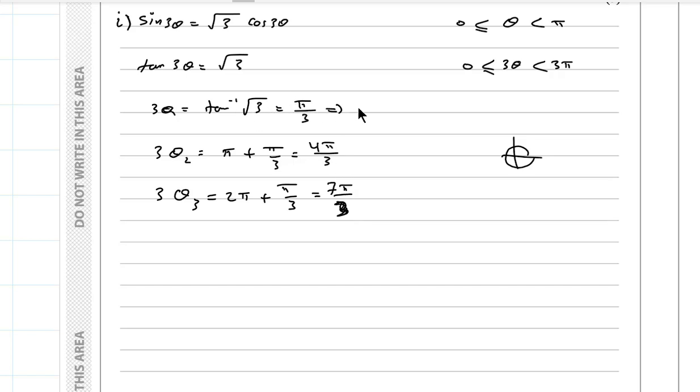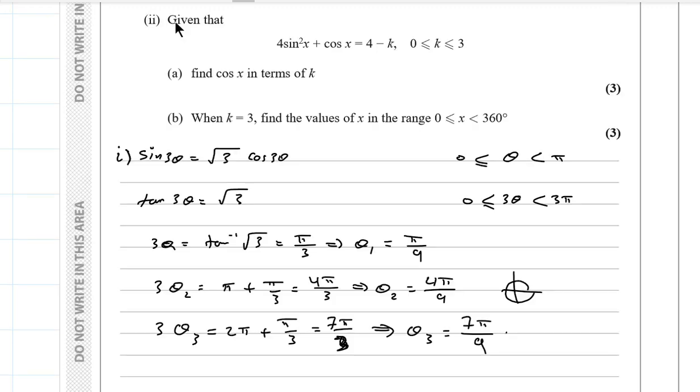So theta 1 will be pi over 9, and theta 2 will be 4 pi over 9. And finally, theta 3 will be 7 pi over 9. Okay, this is the first part.